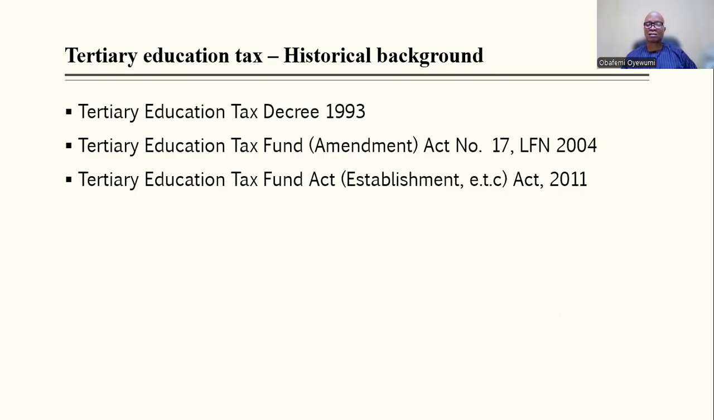It started with the Tertiary Education Tax Decree in 1993, and then it was amended again by the Tertiary Education Tax Fund Amendment Act Number 17, Laws of the Federal Republic of Nigeria 2004, which was further amended again by the Tertiary Education Tax Fund Act, Establishment and so on, Act of 2011. So these are the different acts. Of course, they have been amended subsequently by the different Finance Acts that came up in 2019, 2020, 2023, and so on.